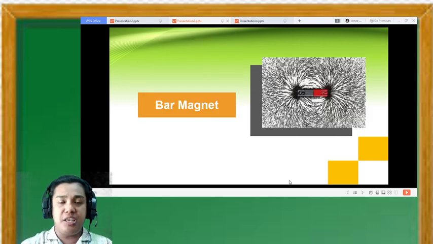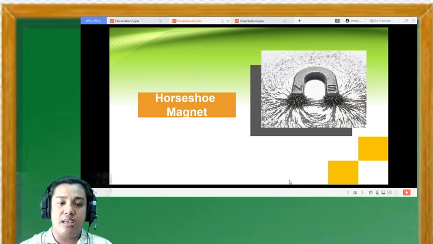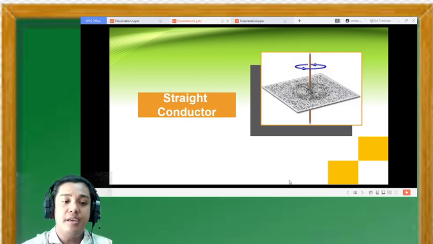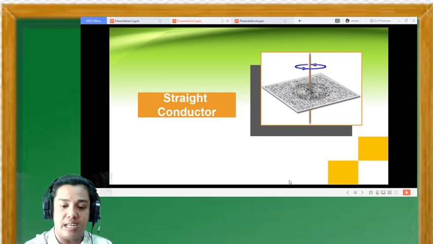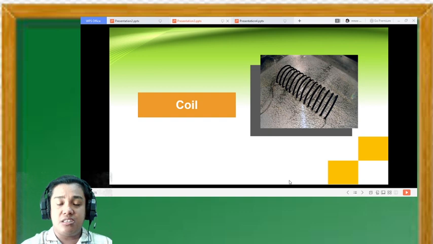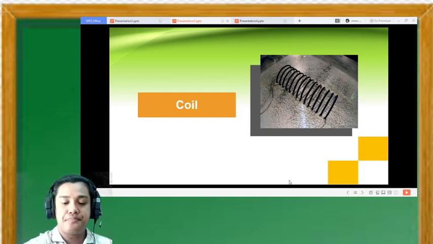We have different magnets that can be used. One is the bar magnet, which has a rectangular shape. The next one is the horseshoe magnet, shaped like the letter U. Then there is the straight conductor, only a plain straight conductor. And the next one is the coil.